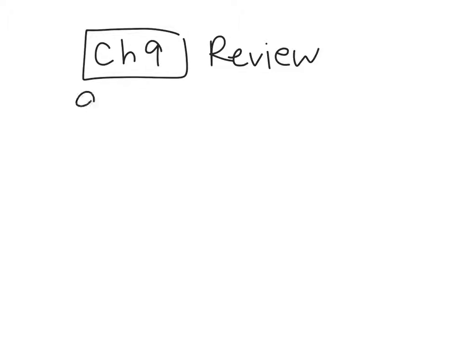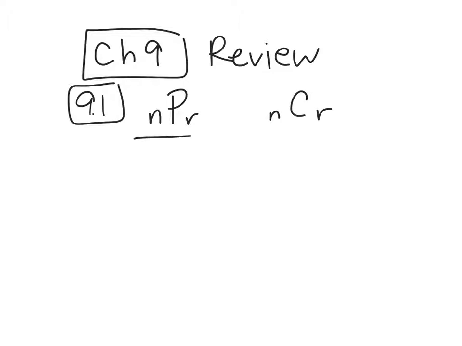So 9-1 was all about permutations and combinations. So we had nPr and nCr, okay? And you need to know when to use which one. I'm not going to ask you what's the difference between them, anything like that, but you do need to know, do I use this one? Do I use that one? So which one?